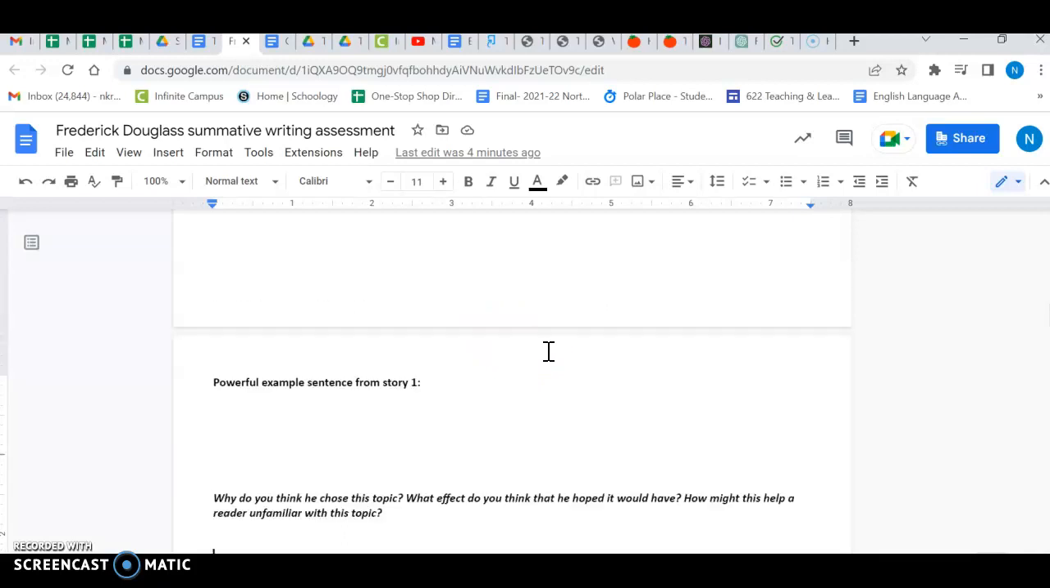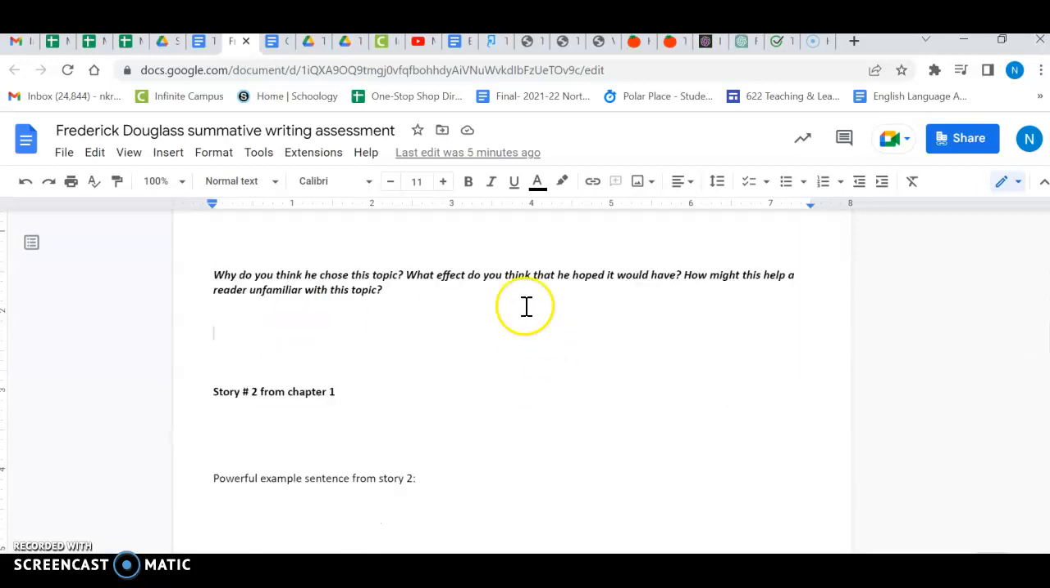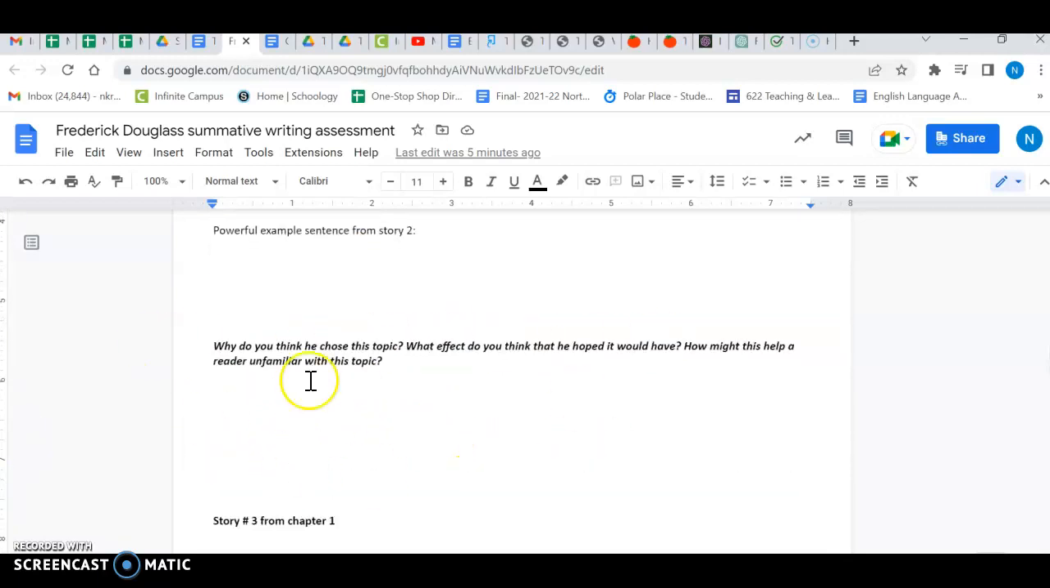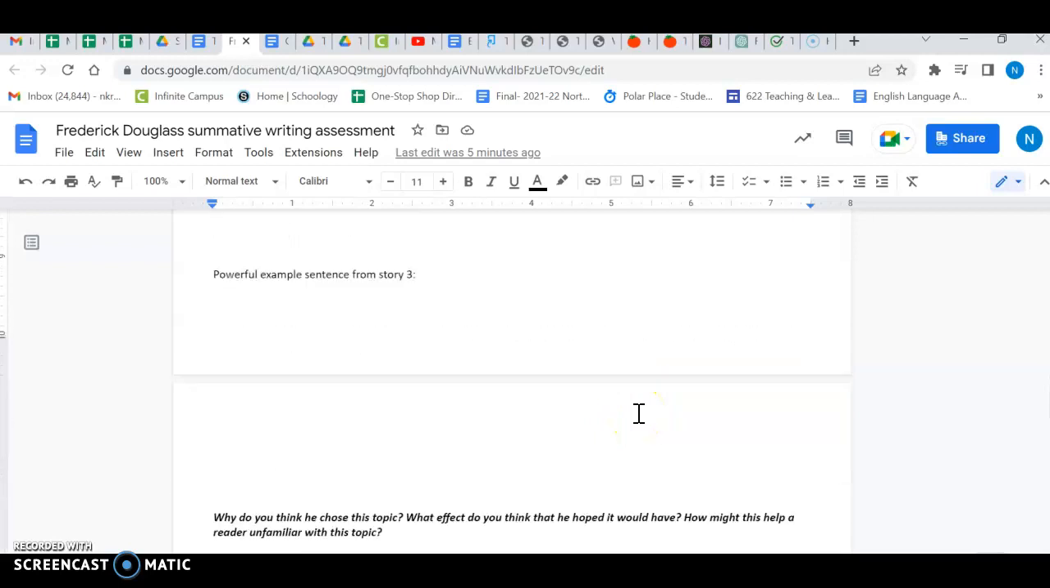So with each of these incidents, you're just going to go through chapter 1, find the next story from chapter 1, write down a summary of what the story is about, give a powerful example sentence, and then in a short paragraph explain why he might have chosen to include this topic as the introduction to his text.